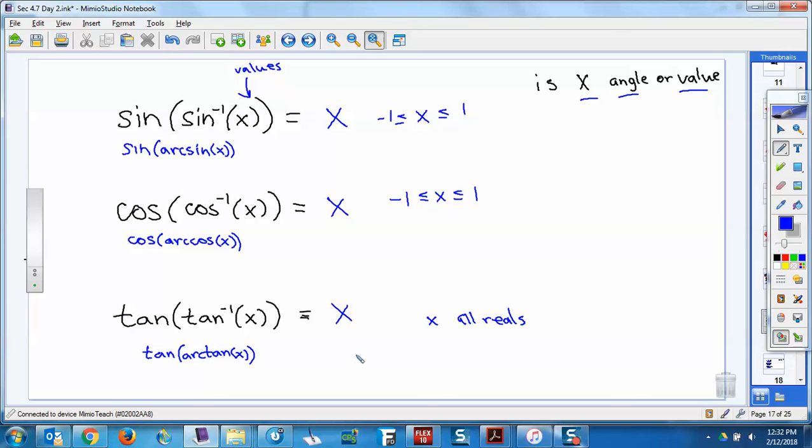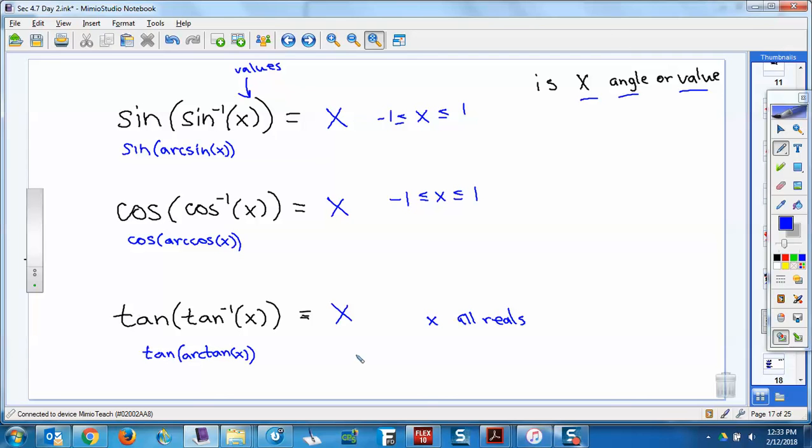Think about an example. If this in here is a value, let's say it's 1/2. What's the inverse sine of 1/2? Pi/6, right? The inverse sine of 1/2 means the angle whose sine is 1/2. It's pi/6. So if this is 1/2 in here, inverse sine of 1/2 is pi/6. What's the sine of pi/6? 1/2. See how they cancel each other out?